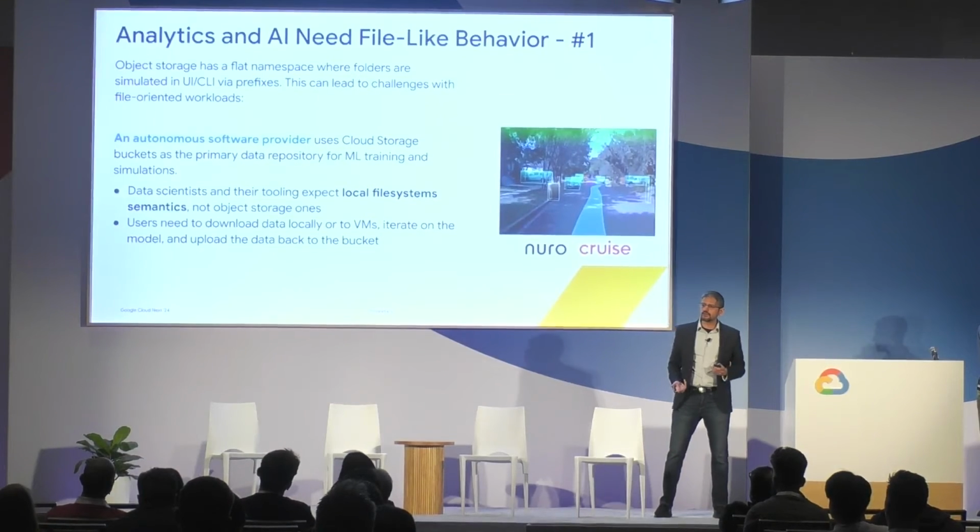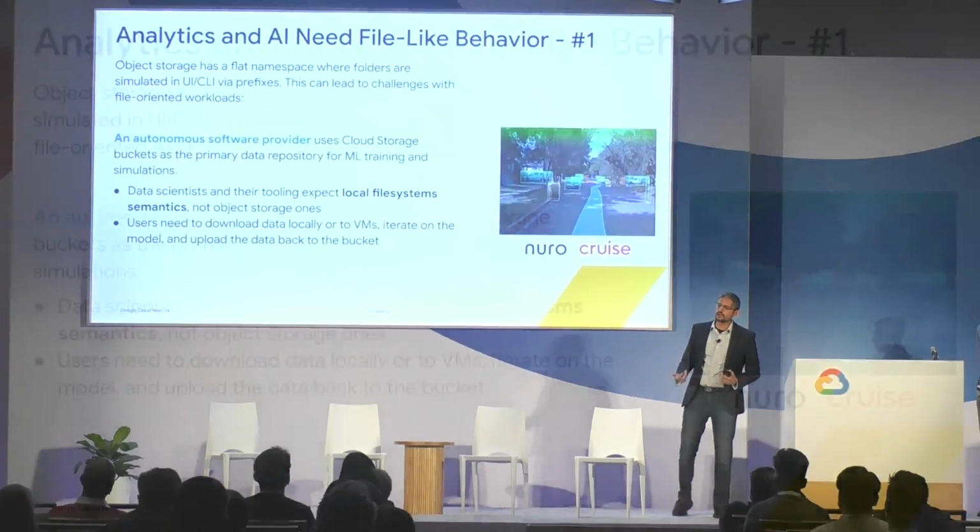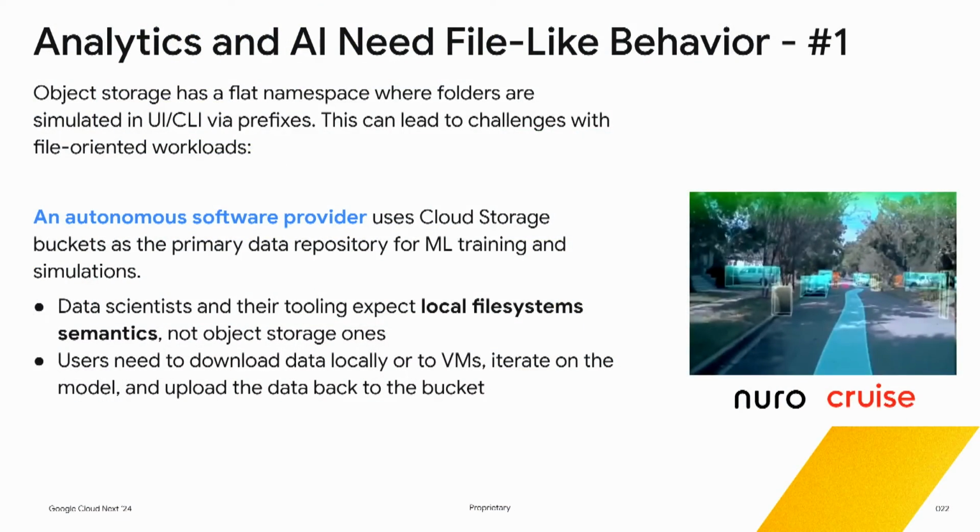So if you've used object storage in the past, you'll know that object storage is a flat namespace. That means that all the objects sit within one layer. And when you see folders in your cloud storage UI or CLI, they're actually just simulated by prefixes. So if you have an object called A/object1, A/ shows up as a folder, but it doesn't actually exist. There's no resource backing it. That can cause issues for applications that need file-like behavior.